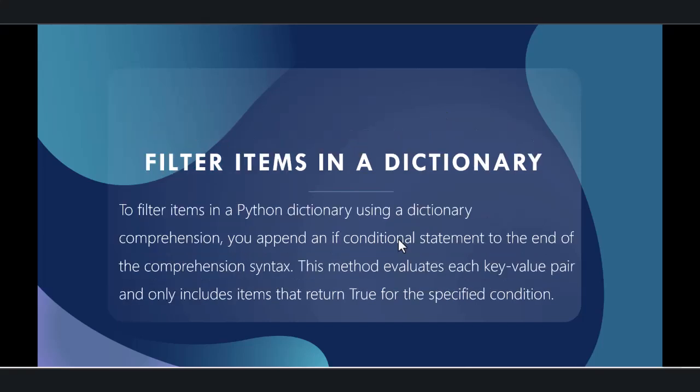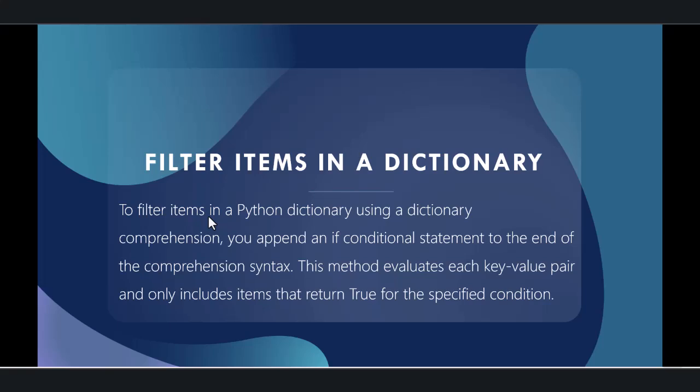Let's go to the next topic, that is filter items in dictionary. Filter items in a Python dictionary using dictionary comprehension. You append an if condition statement to the end of the comprehension syntax. This method evaluates each key value pair and only includes items that return true for the specified condition. Now, to filter the Python dictionary by using dictionary comprehension, this is what we need to do here. To do that, we need to append one if condition statement at the end of the comprehension syntax.